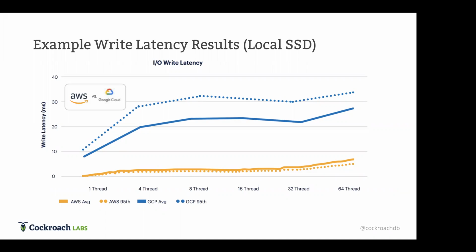We also measured the different types of latencies. We measured the average latency on both clouds and the 95th percentile latency on both clouds. These are both useful metrics to understand because they will impact your application's average and tail latencies respectively. In this case, we can see that AWS has a much tighter spread on their tail latency than GCP does.